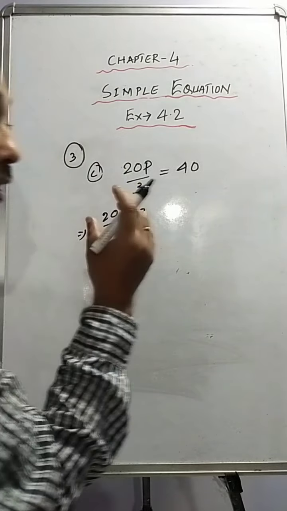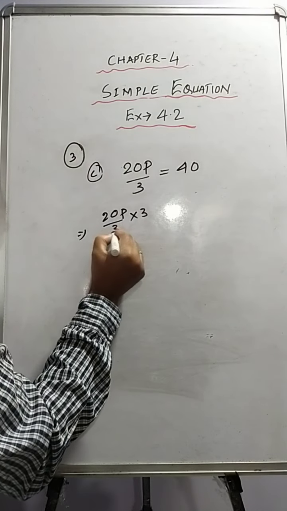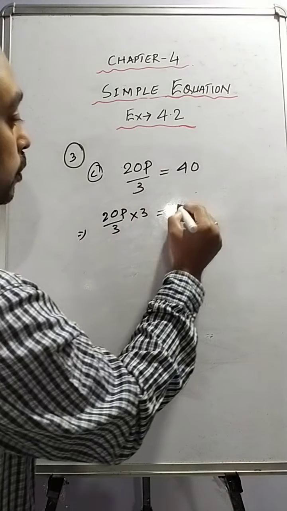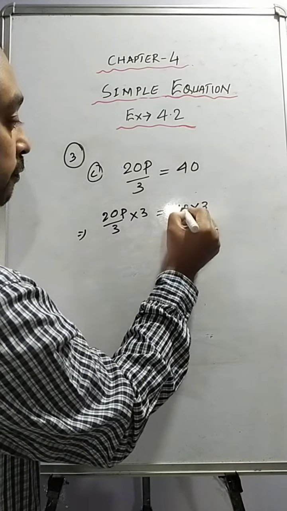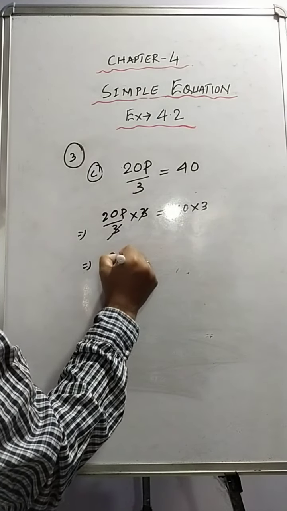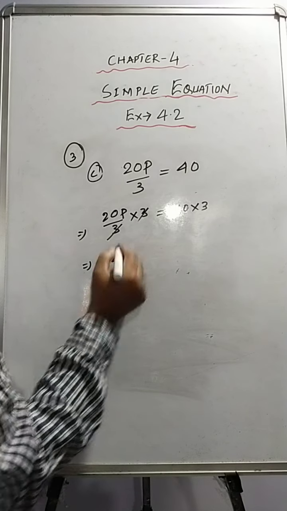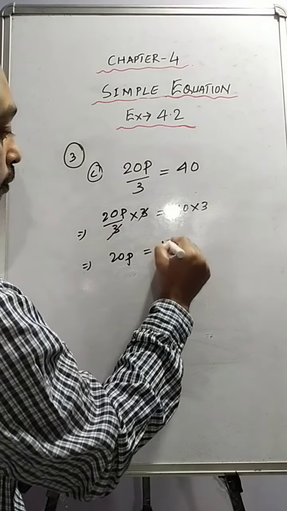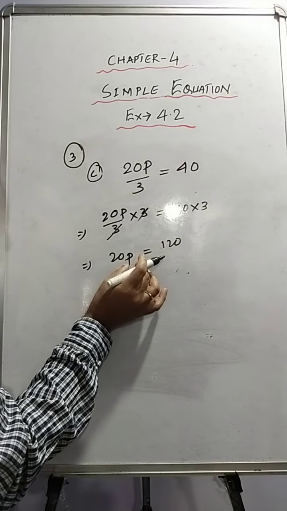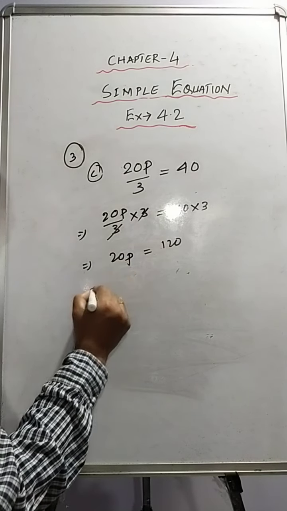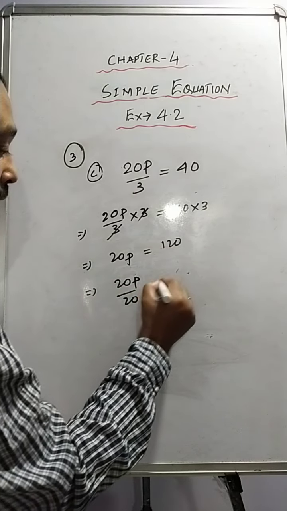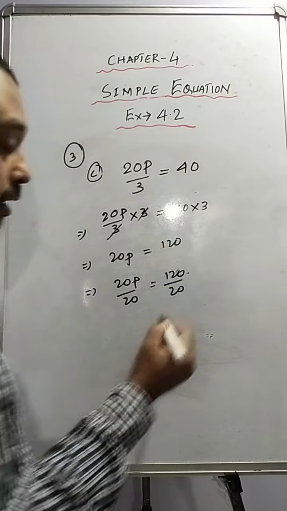You have to use your common sense. Fine. So if you have to remove this denominator, you have to multiply with 3, and the same thing you have to do on the right hand side, that is 40 times 3. Now remove this 3, so what will be left on the left hand side? 20p, and 40 3s are 120. Now finally you have to remove this 20 so that you can get the value of p. So this whole term needs to be divided by 20, and that way we can cancel this 20. Now same thing you have to do on the right hand side itself.